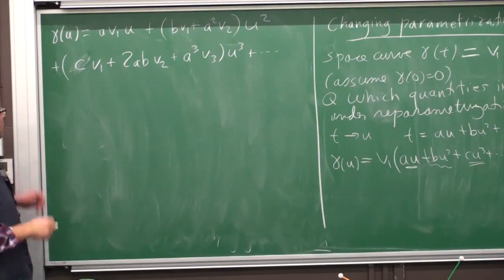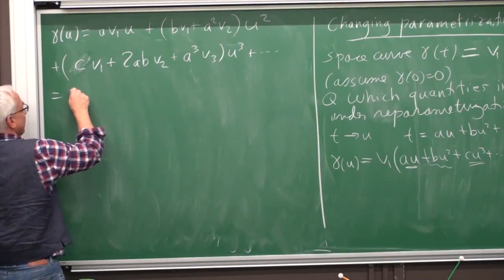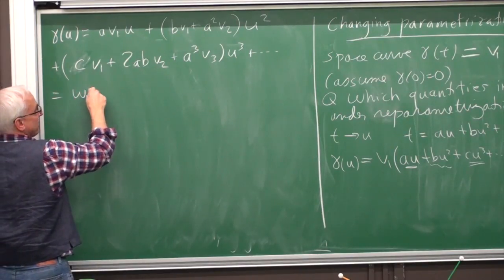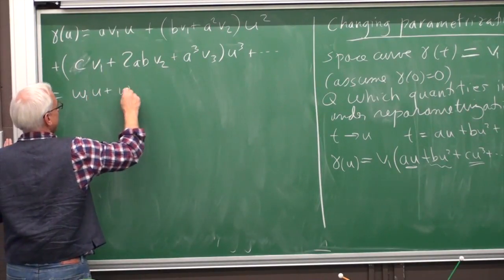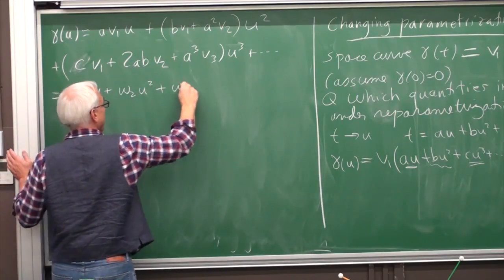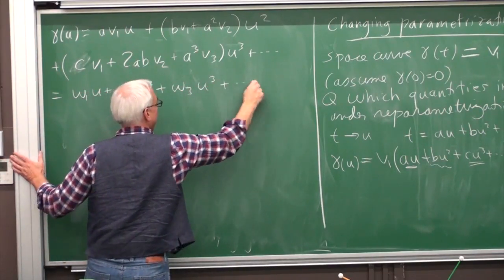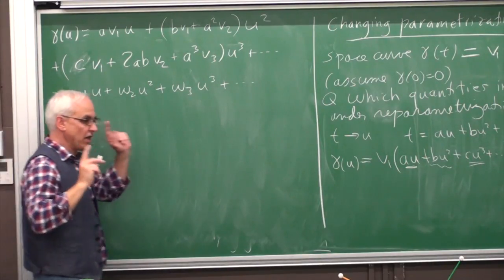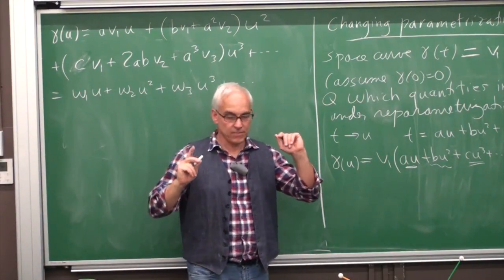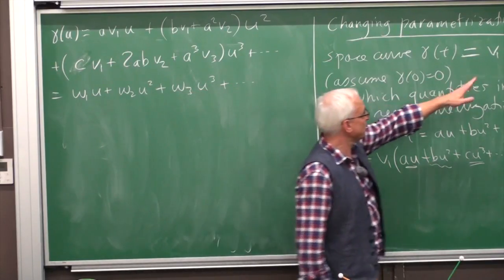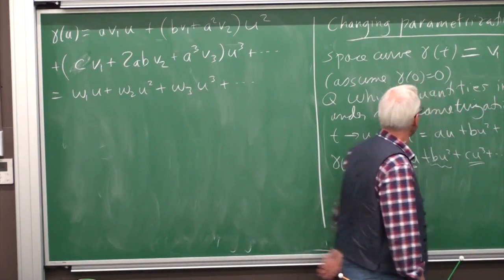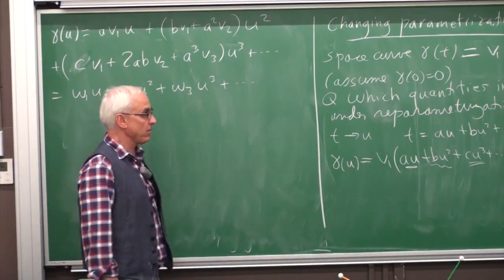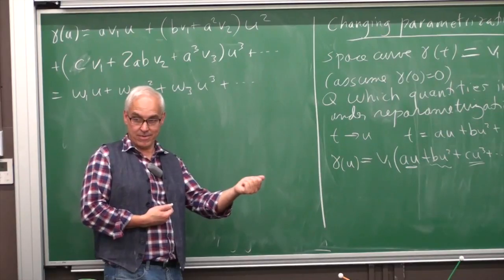All right, so what do we have to do? Let's call this something else to be specific. Instead of V's, let's call it W1 u plus W2 u squared plus W3 u cubed, and so on. So what is our challenge? Our challenge is to find some invariants, some quantities that we can define in terms of the vectors V1, V2, and V3, or in terms of W1, W2, and W3, so that they're the same.